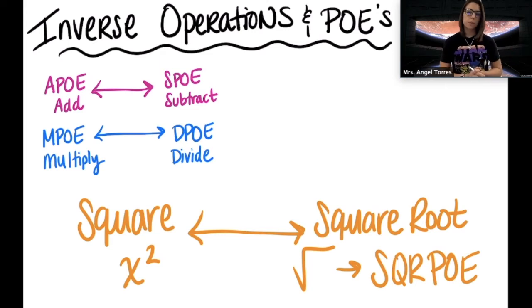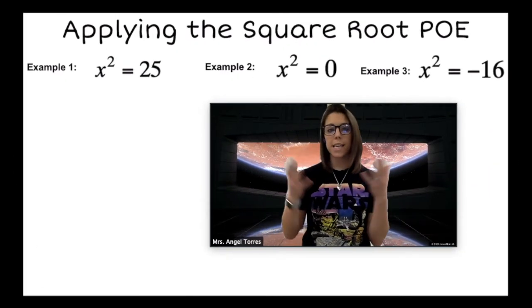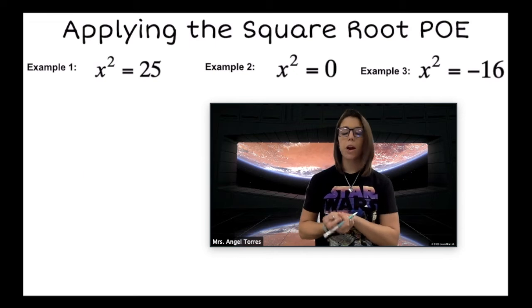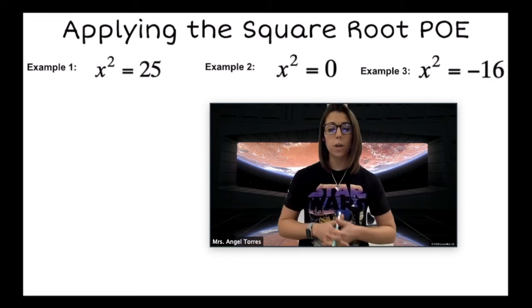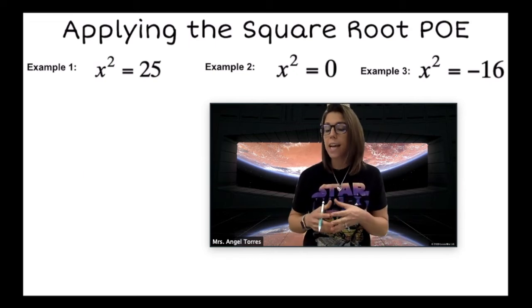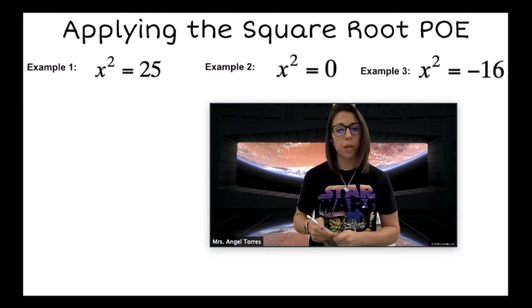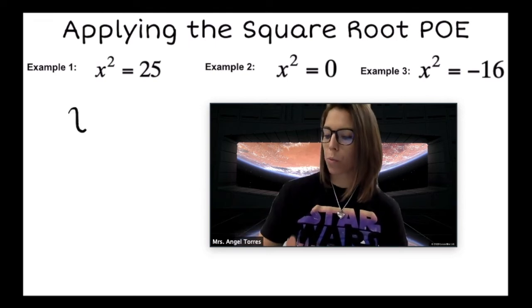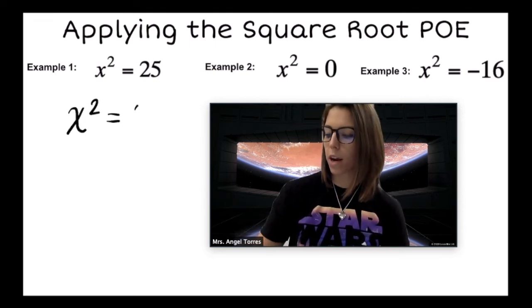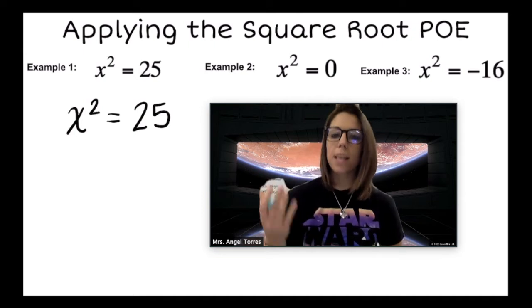Let's look at some examples. There are three examples here of equations where I now have a square on one side, and to isolate x, I need to apply the square root property of equality. Looking at example 1, we have the function x squared equals 25.